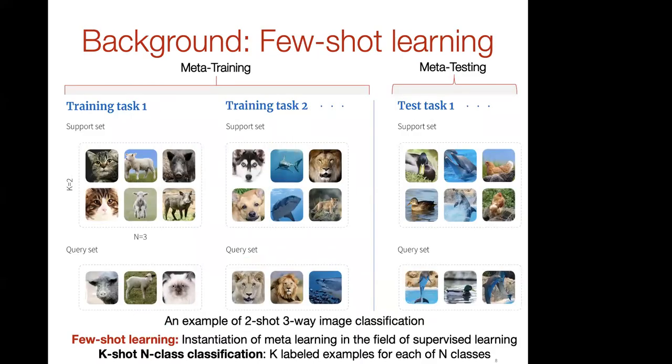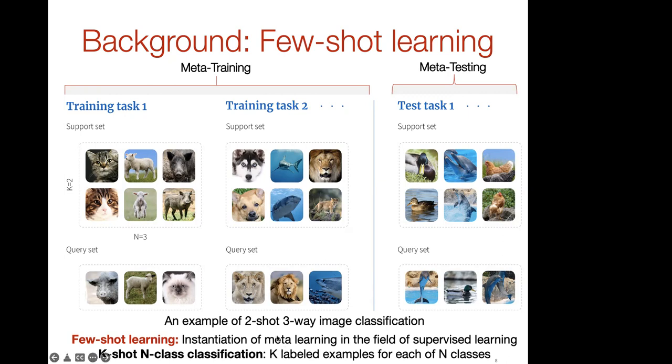One slide of background about few-shot learning is next. The way to think of this problem is the following. Few-shot learning is a particular sub-area of a broader field known as meta-learning, and it's concerned with the situation where we have a small number of labeled examples. What does that mean? The terminology used in this area refers to the number of labeled examples as shots. The example I'm showing on this slide is an example of two-shot, three-way few-shot learning.